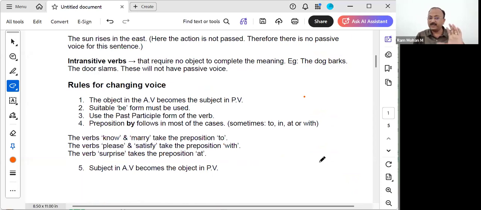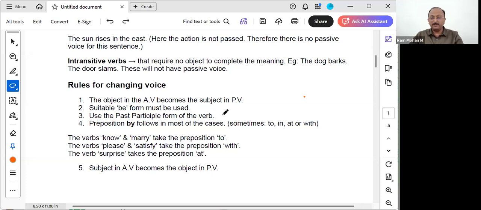First, the object in the active voice becomes the subject in the passive voice. See the first sentence: the snake bites Sinchan. Sinchan was the object. In the next sentence, Sinchan became the subject: Sinchan is bitten by the snake. Thus, the object of the active voice becomes the subject in the passive voice.